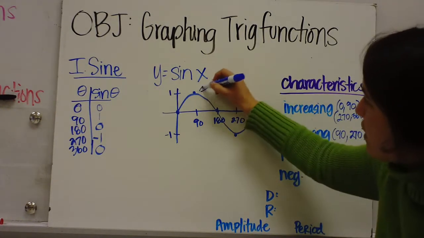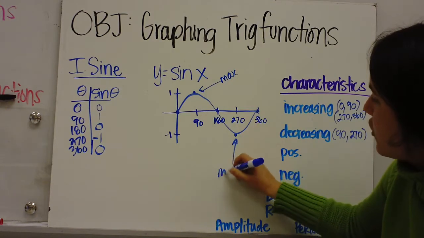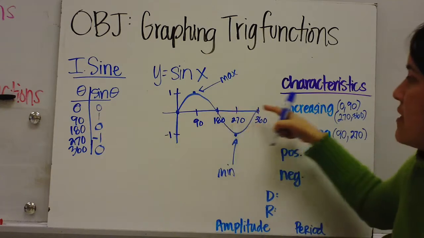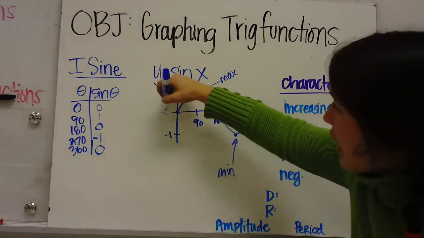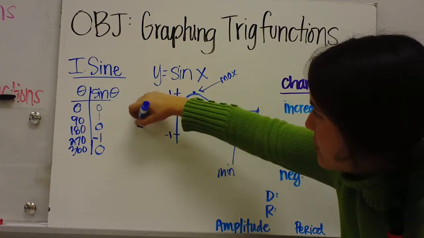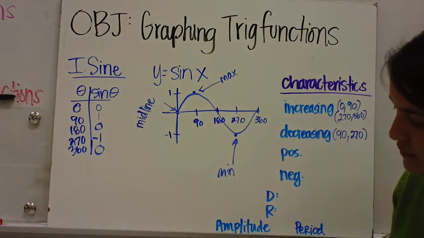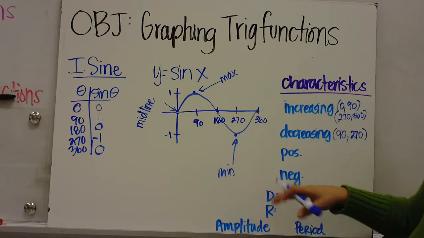Now, one little point. This point up here is your maximum. This point down here is your minimum. And this line in the middle, notice how half of the graph is above it, half of the graph is below it. This line, not that dot, but the line, is called your midline. And then we're going to talk about complete period in a minute.